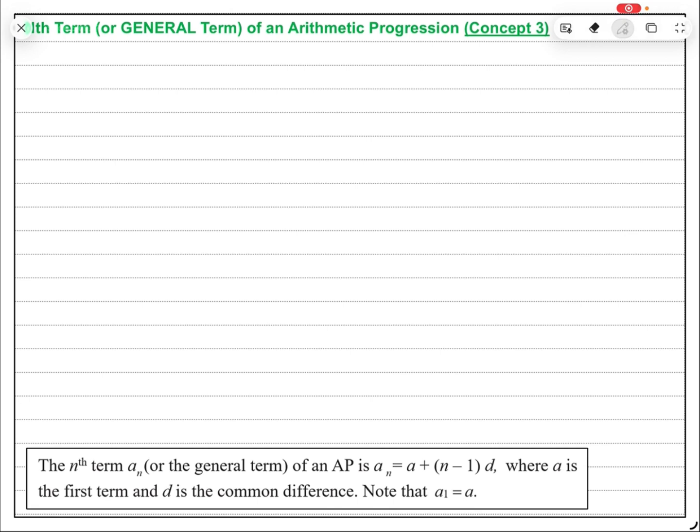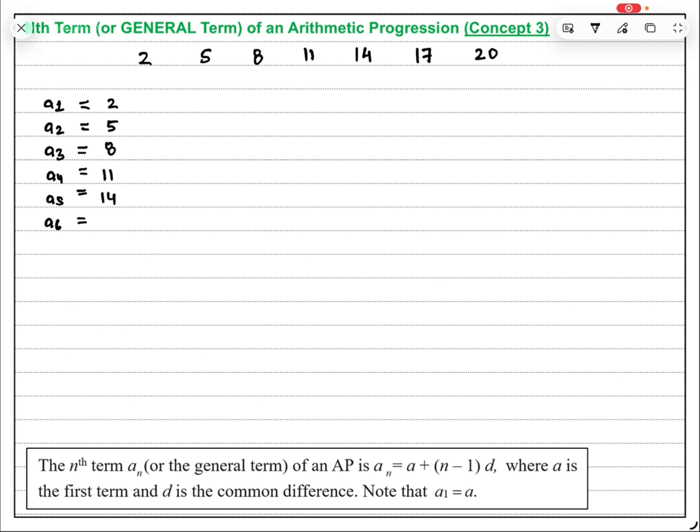Okay, let's move on to the third concept. This concept is about finding the nth or the general term of an arithmetic progression. Let's say I have an arithmetic progression, and I'm going to take the same example: 2, 5, 8, 11, then 14, followed by 17, and then 20. Let me write down these numbers vertically, and then we try to infer them. Let me keep it to the first 6 numbers. So the first number is 2, the second number in the series is 5, then 8, 11, 14, and 17.